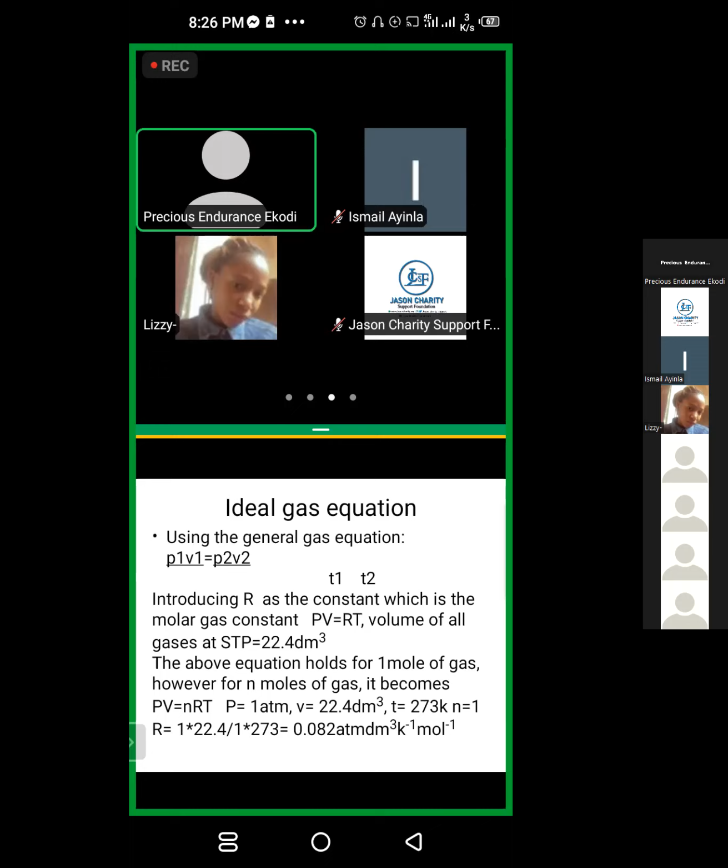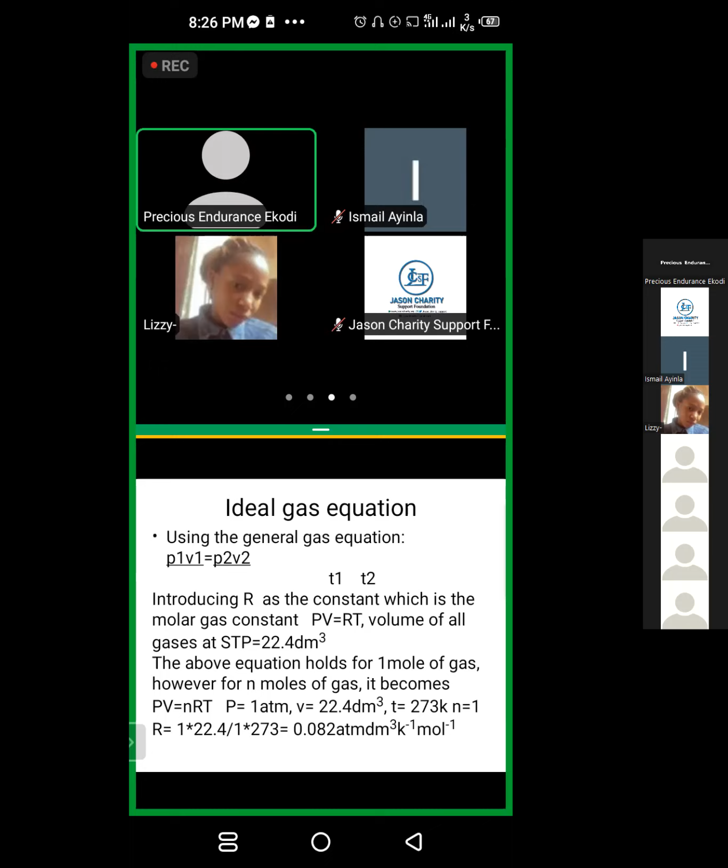Now, the equation above, PV equals RT, holds for 1 mole of gas. But in the case where the number of moles of gas is not given, the formula used is PV equals nRT, where n means number of moles. Say you are given 5 moles of gas, 6 moles, 7 moles. You just put that number in that place for n.